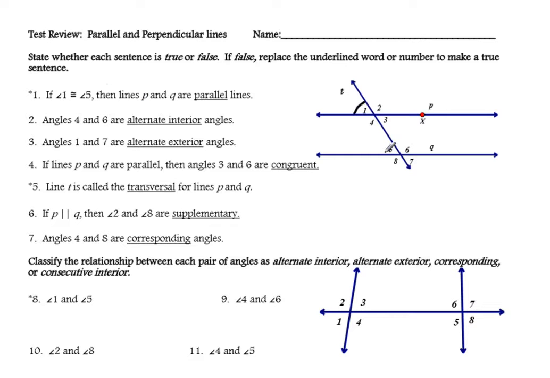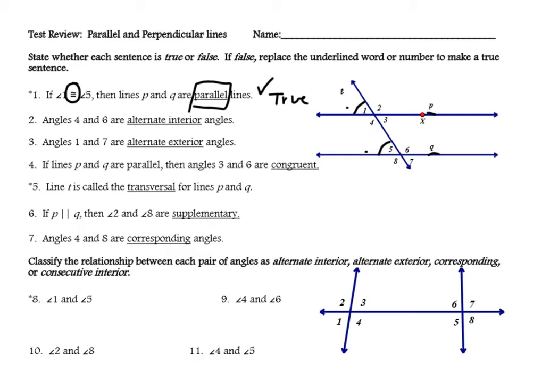Well, here's 1 and here's 5. Then lines P and Q are parallel lines. Well, these are corresponding angles because it's top left. When corresponding angles are congruent, then the two lines that form them, P and Q, are parallel. So this is a true statement.